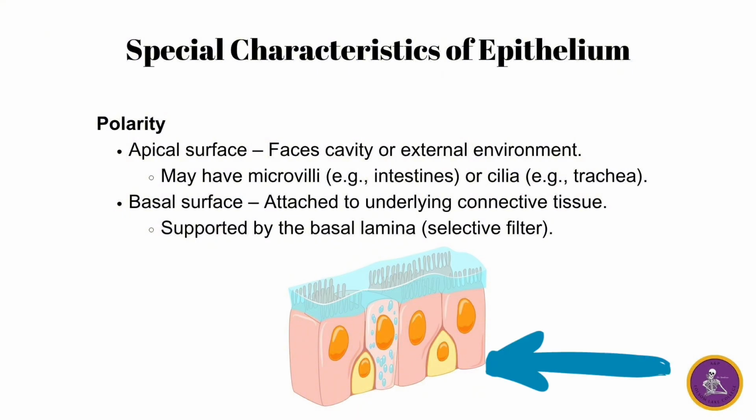The basal surface is the bottom part of the epithelial cell. It anchors the epithelium to the underlying connective tissue, using a structure called the basal lamina. The basal lamina acts as a selective filter, determining which molecules from the underlying tissue can pass into the epithelium. This polarity is critical for directional transport, absorption, and secretion.